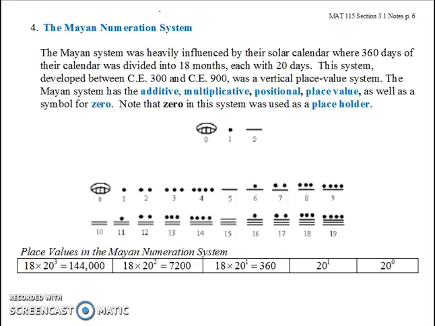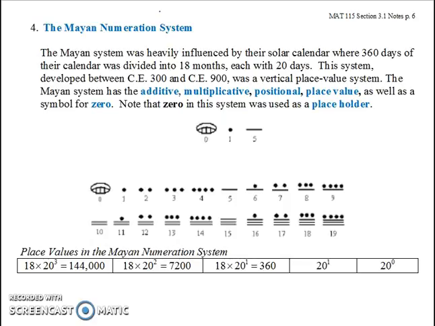Notice you use dots until you get to 5, and then you use a line. And then to represent 6, it's a dot and a line, and so on and so forth. 10 is 2 lines. 19 is 3 lines for 5, 10, 15, and then 4 dots at the top to make the number 19. So those are all of the numbers that are represented.